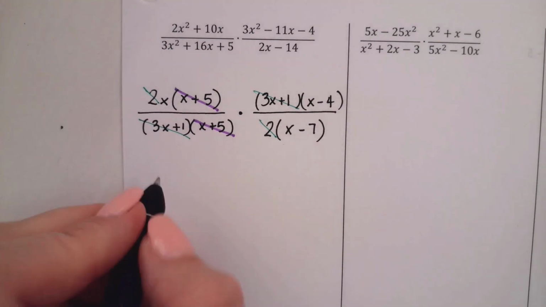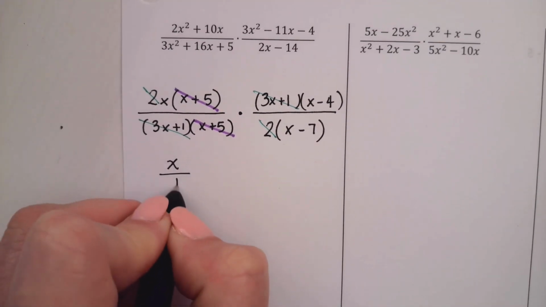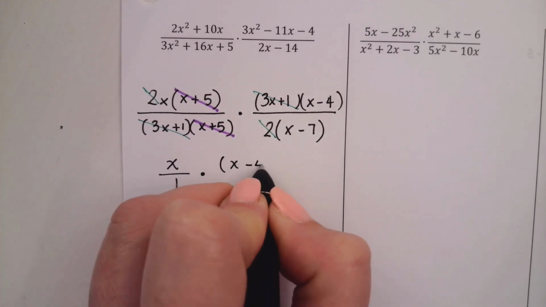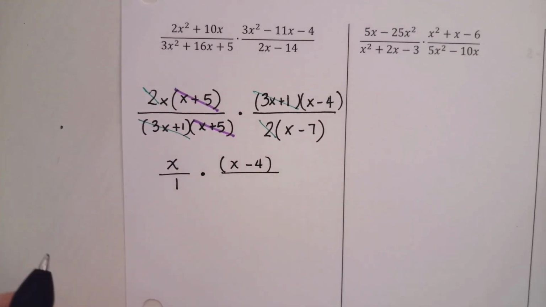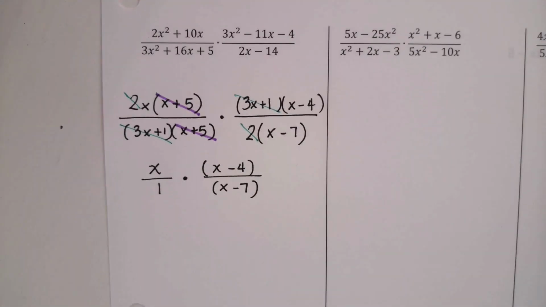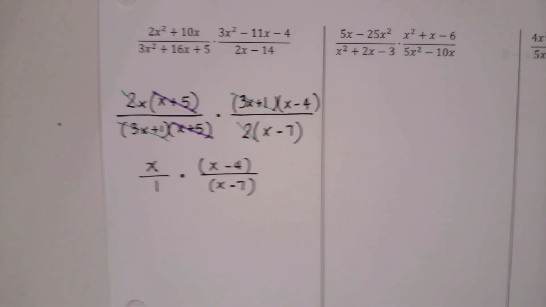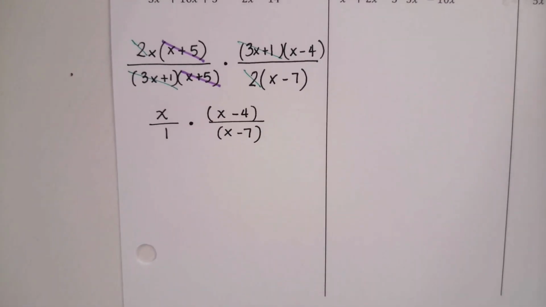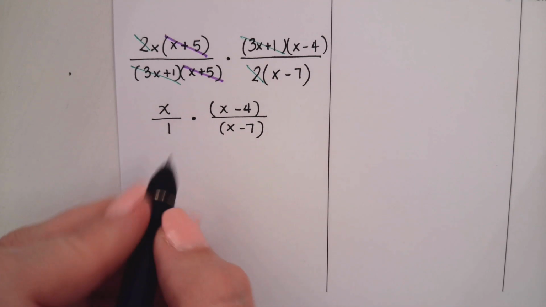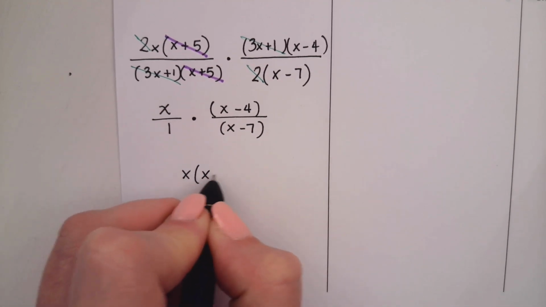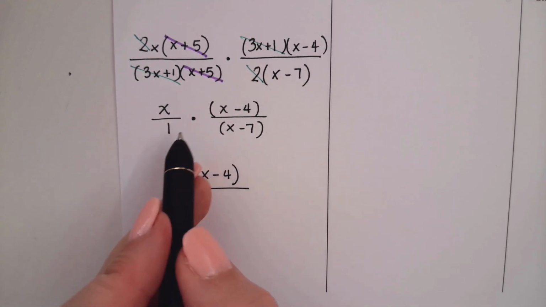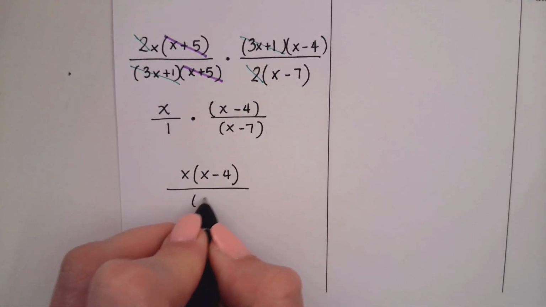All right. The first one would be x over 1. The second one would be x minus 4 over x minus 7. And remember, when you multiply these, you can FOIL them if you want to, but you don't have to. You can leave them in their factored form. So in my factored form, if I do top times top, it would just be x times x minus 4. On the bottom, I would have 1 times x minus 7, which is just x minus 7.